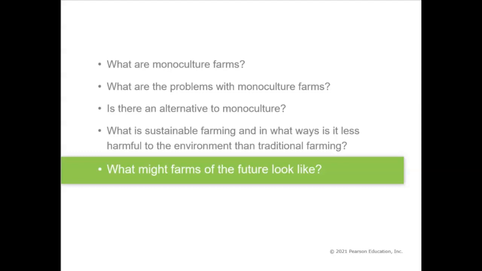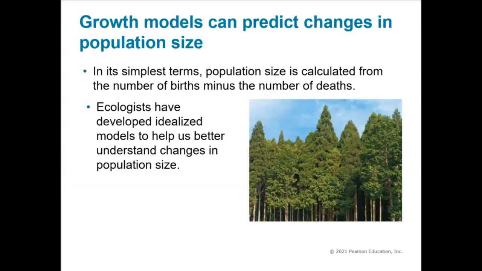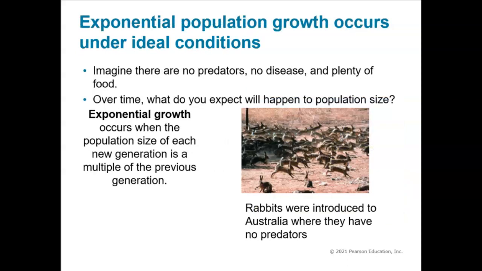But before we look at how farming is going to change, I do want to talk about growth models and population sizes. Growth models can predict changes in population size. In its simplest terms, population size is calculated from the number of births minus the number of deaths. Ecologists have developed idealized models to help us better understand changes in population size.